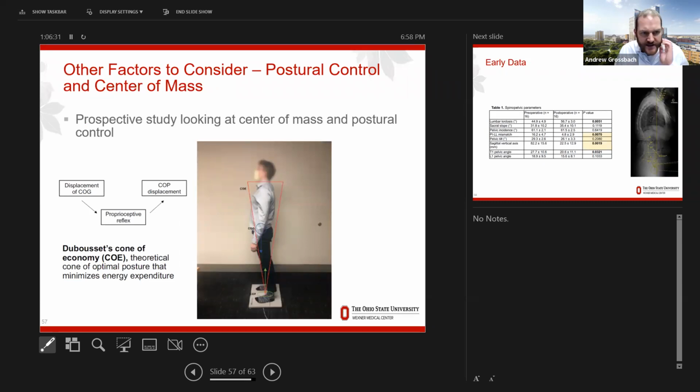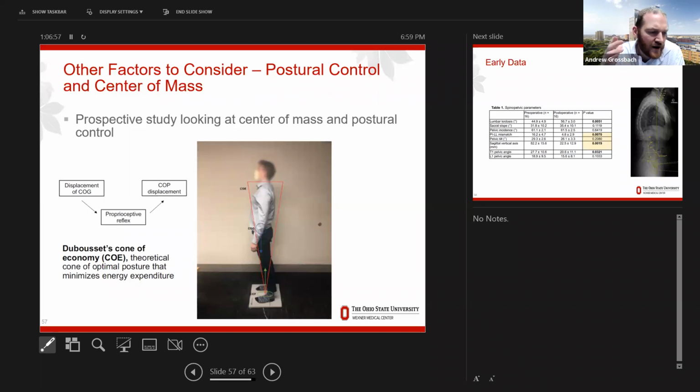Other factors to consider: postural control and center of mass. So this is our early data. We just got it accepted for publication, so it'll be coming soon. And this is not one of our patients. This is one of our healthy controls. It's one of our phenomenal medical students who did a lot of this data analysis. I actually presented this at CNS here recently.